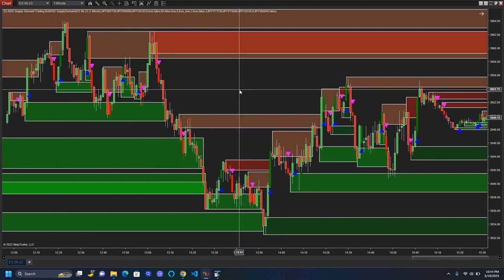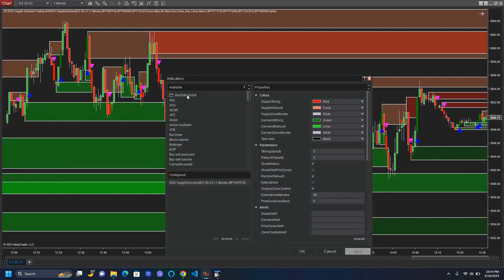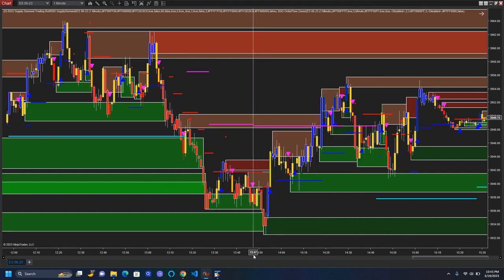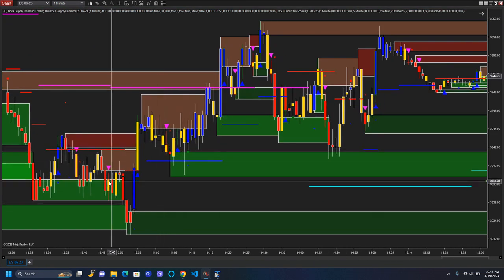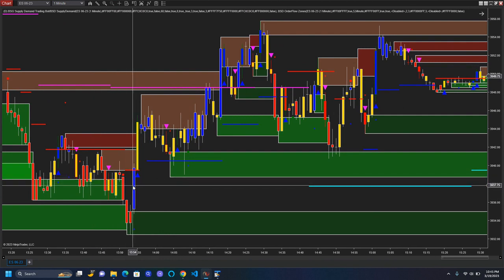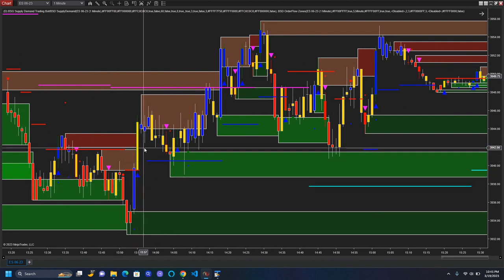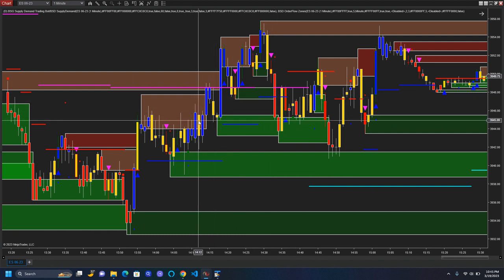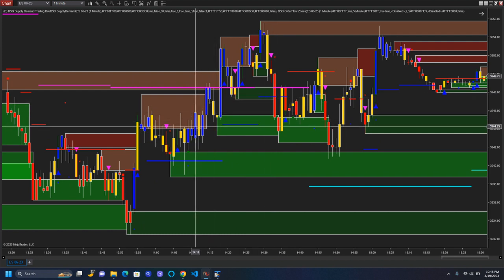I don't want to assume all of our viewers know what an order flow zone is. Order flow zones is a trend indicator. Anytime you see blue, that means it's a bullish bar. Anytime you see red, it's a bearish bar. Anytime you see yellow, it's choppy, a little bit in between, indecisive.